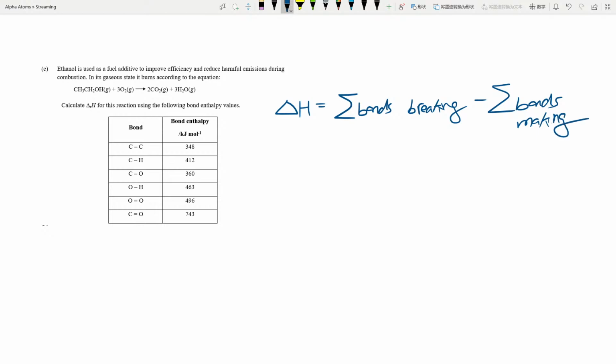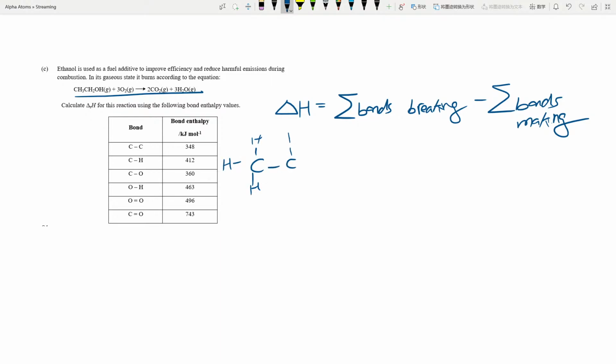Oops, I dropped my calculator. Now what you want to do is rewrite this into a Lewis, not the Lewis diagram, but at least a shape diagram. So CH3, and I want to show all the bonds.